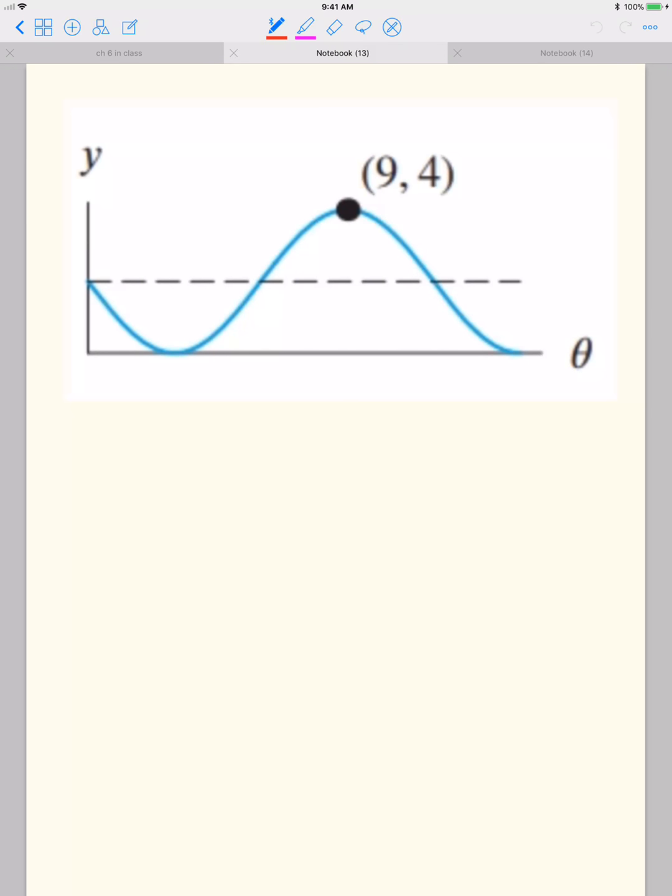All right. Another one that's a little bit harder to read graph-wise. It does start at the midline and the graph goes down. So starting at the midline makes it a sine function, and the fact that it decreases makes this a negative sine function.